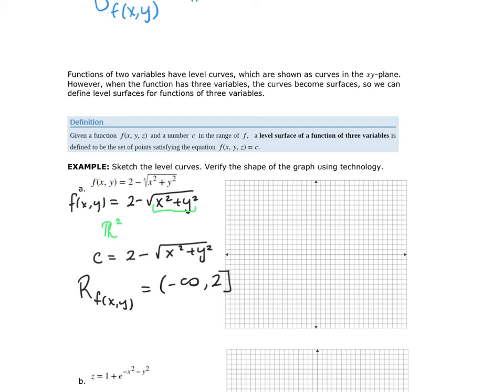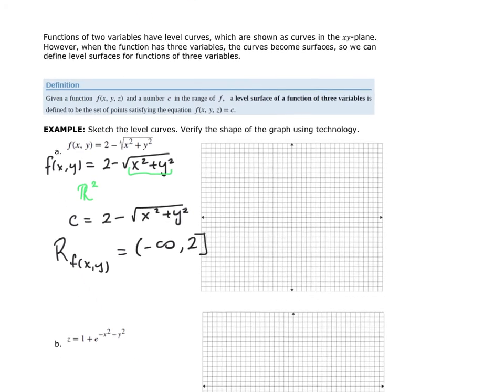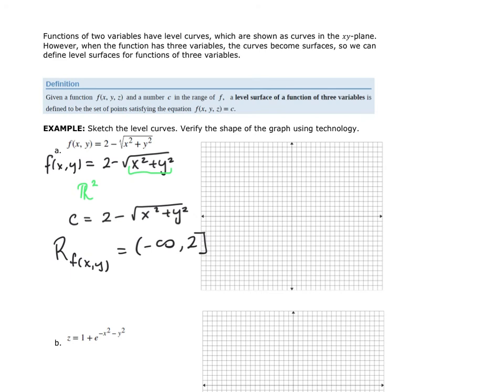So that's my range. So that tells me that my c values have to be at most 2. Okay, cool. So let's just rearrange this a little bit to see if we can figure out what the shape is without having to actually do a bunch of c values. So let's write this as x squared plus y squared is equal to, and then what I did is I added the square root to both sides, and so this would be 2 minus c.